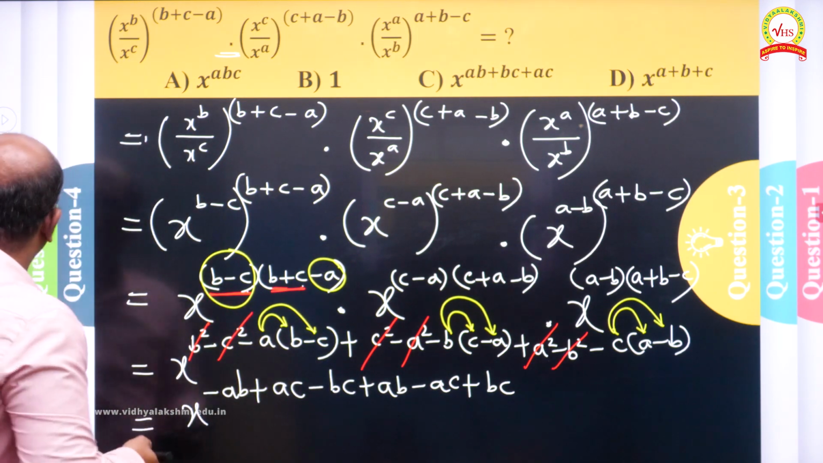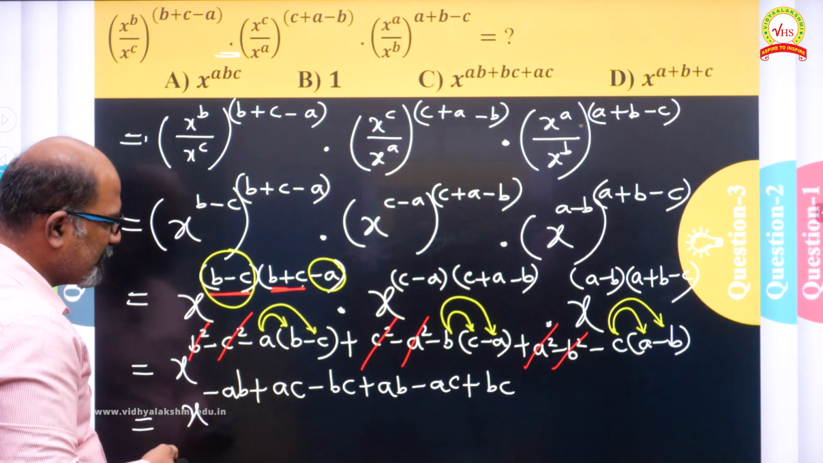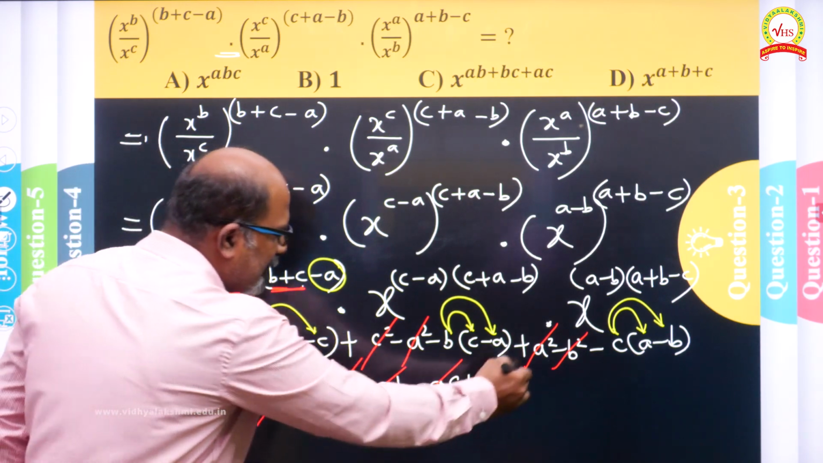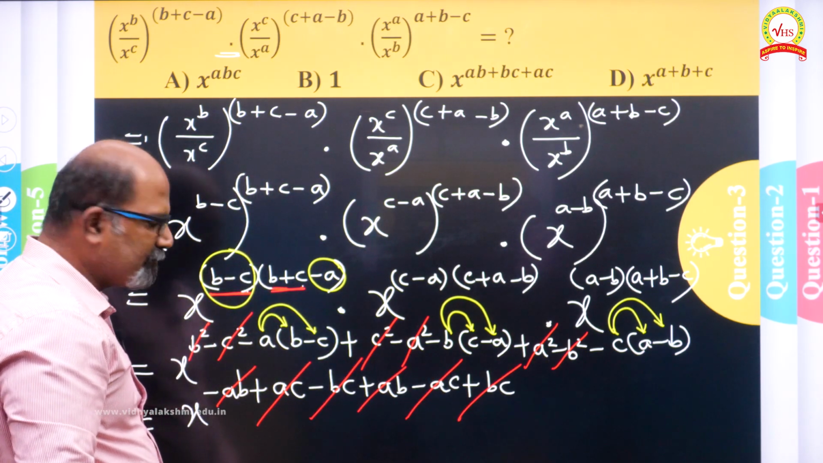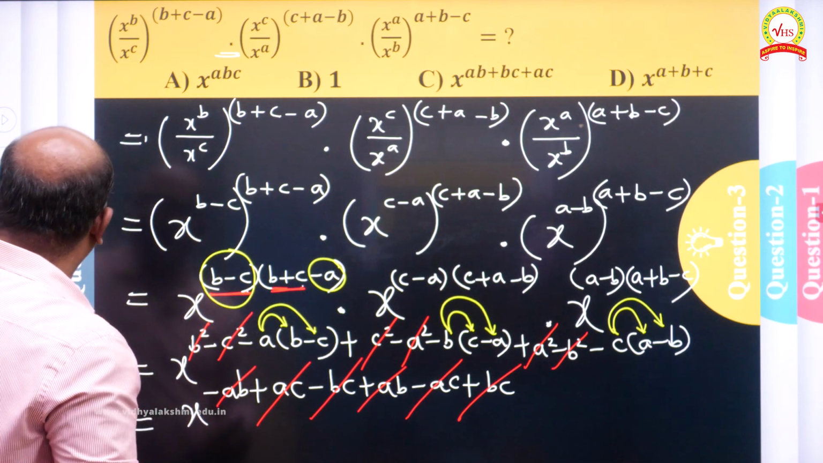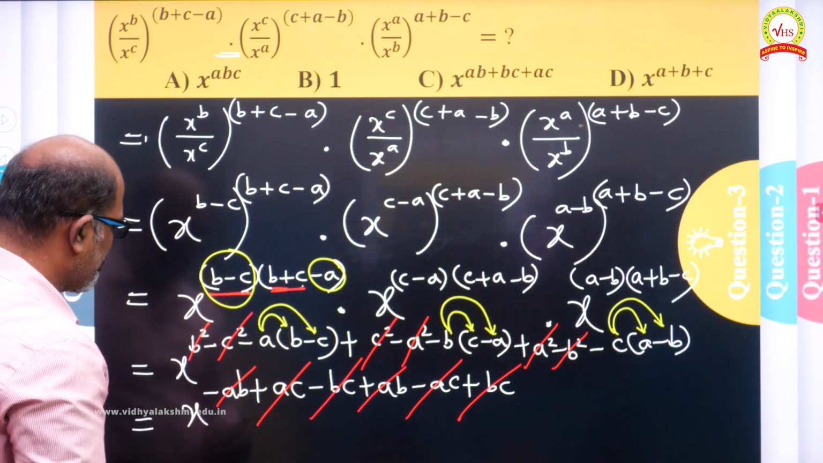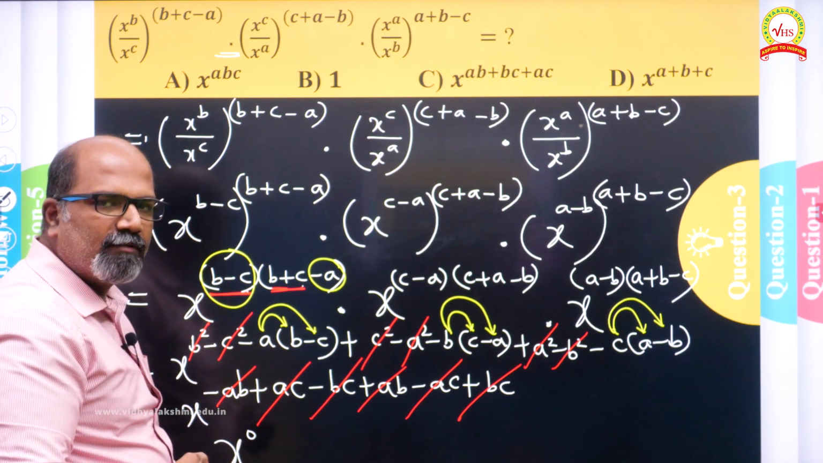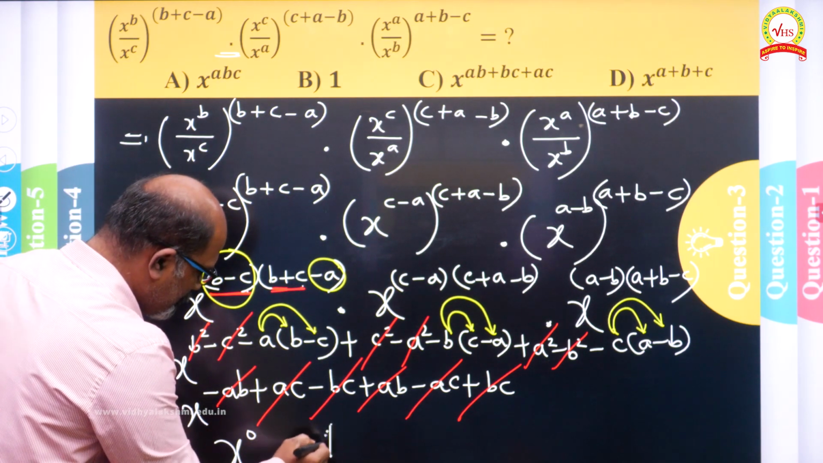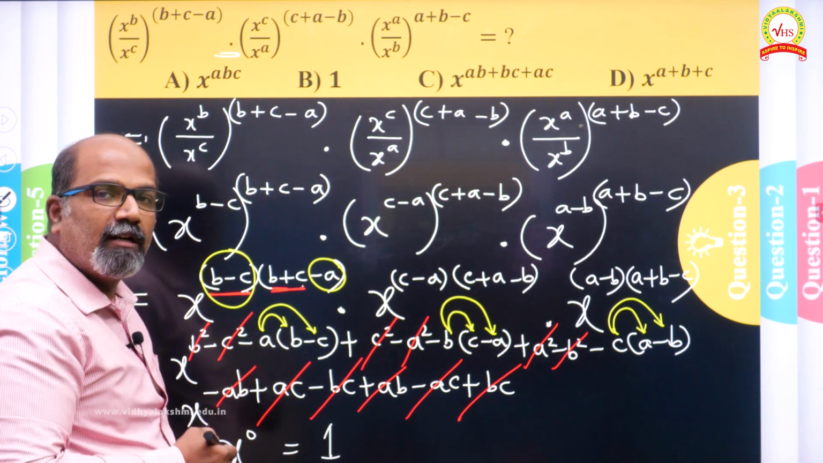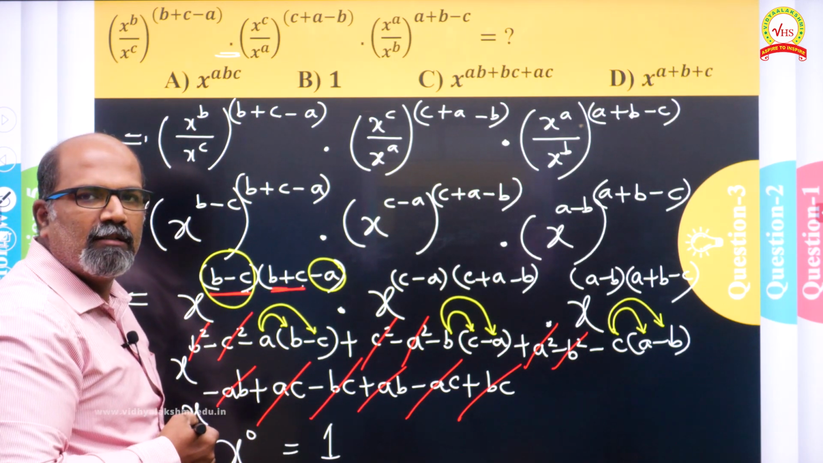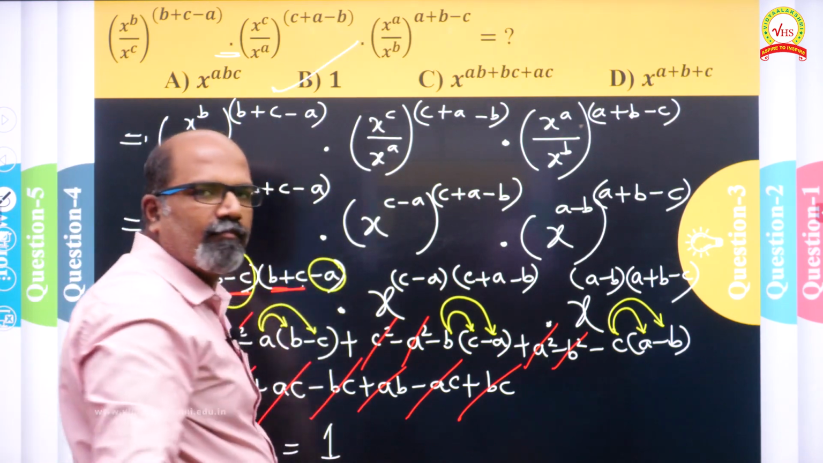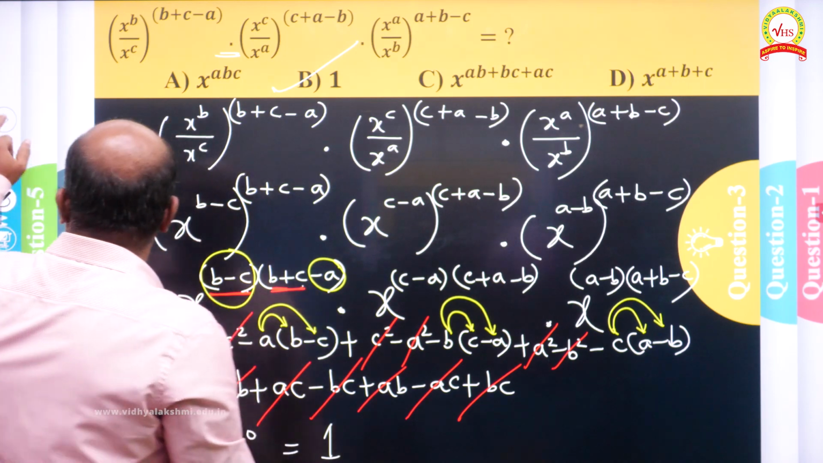Okay. Then next step, you can see that this is minus ab, this is plus ab, this is plus ac, this is minus ac, this is minus bc, and this is plus bc. Cancelled. So, what is the remaining part we are having after cancelling everything? We are having just x to the power of 0. Yes, x to the power of 0. Definitely you know the reason why I put this one, if you are listening to this video series continuously. Option B is the correct answer.